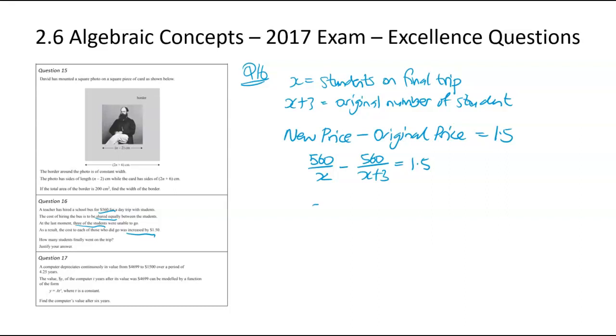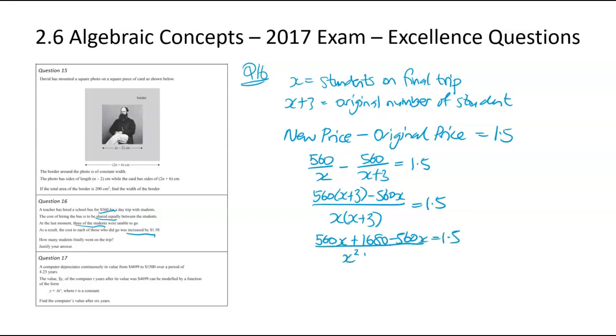So we're going to start off by doing bottom times bottom. So that's going to be x times x plus 3. I'm then going to multiply by the crosses. So that's going to be 560 times x plus 3 minus 560x. And all of that should come to 1.5. When we get into simplifying this, we're going to have to expand the brackets here. That's going to be 560x plus 1,680 minus 560x. That there should be equal to 1.5.